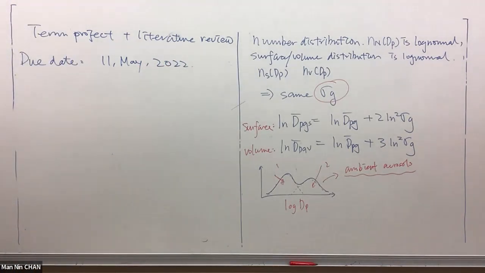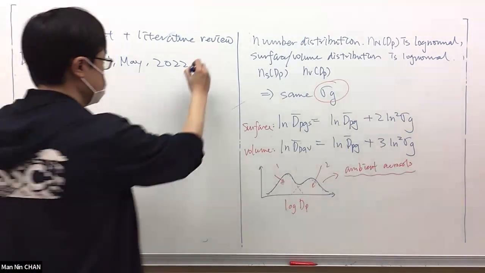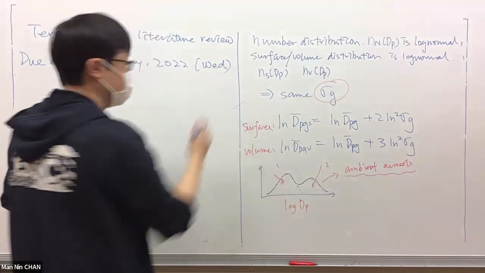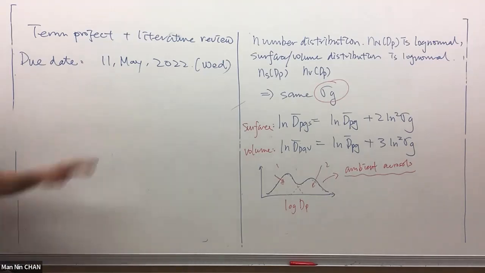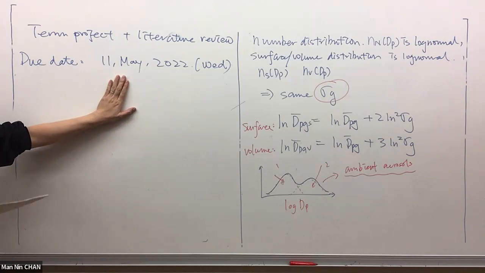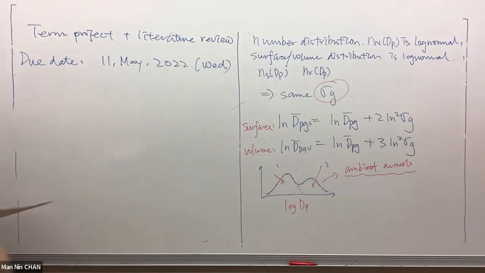It will be May 11th. It's a Wednesday. Are you okay with this? That means just about 1 month from now. So you have about 1 month to finish your term project, your literature review, and also your presentation. Are you okay with this? One month from now, for the term project and the literature review.